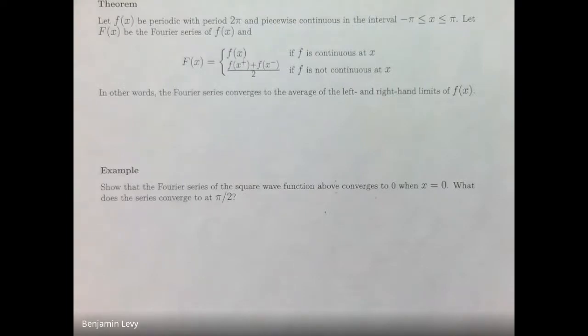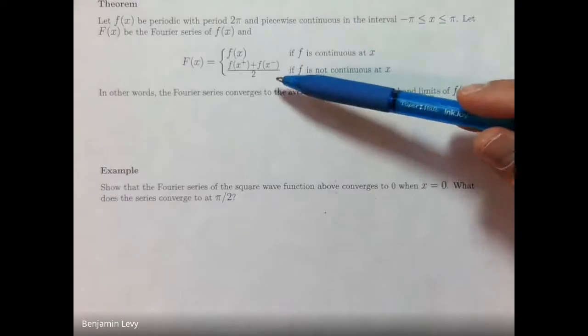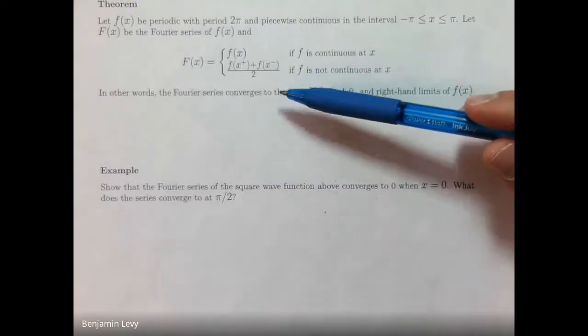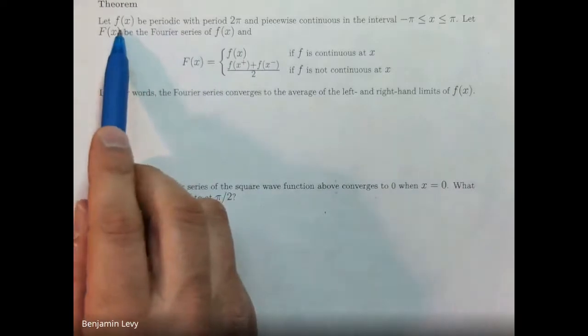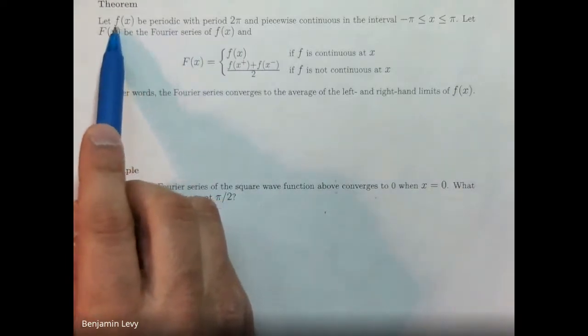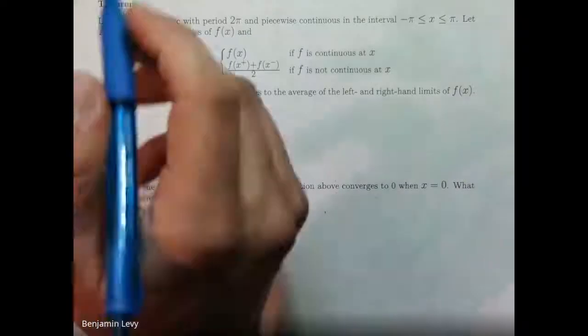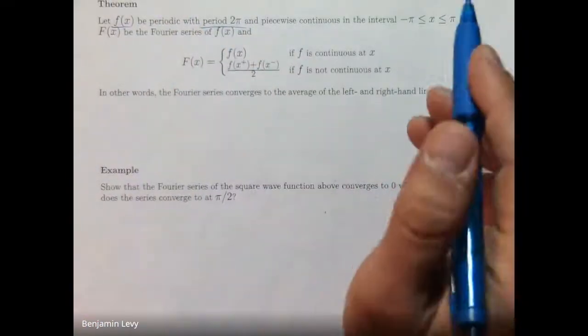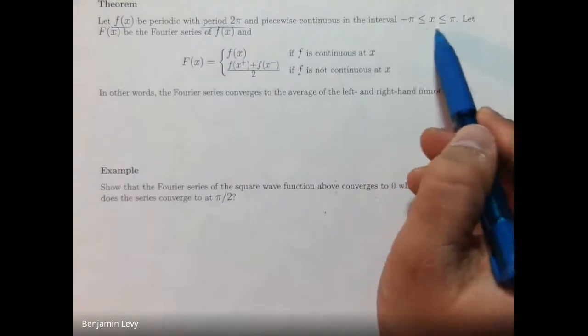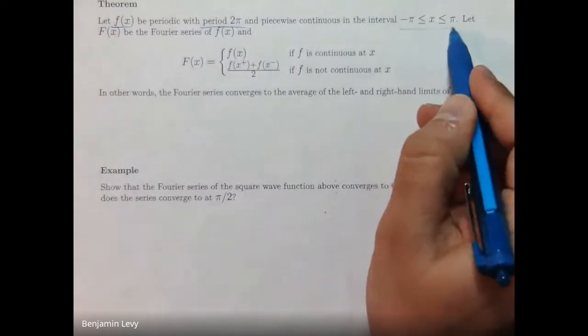So the first thing is this convergence theorem. Remember, we're talking about approximating a periodic function, little f of x. And previously we had been talking about doing that on a period 2 pi, and we're still talking about that. So around the interval minus pi to pi, right? So this is an interval of 2 pi.